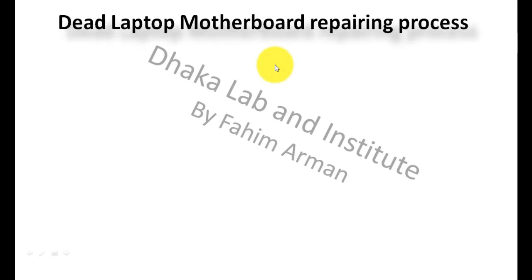Today I am going to discuss about dead laptop motherboard repairing process. There are some steps which are mandatory for repairing laptop motherboard. Now I will discuss about it.